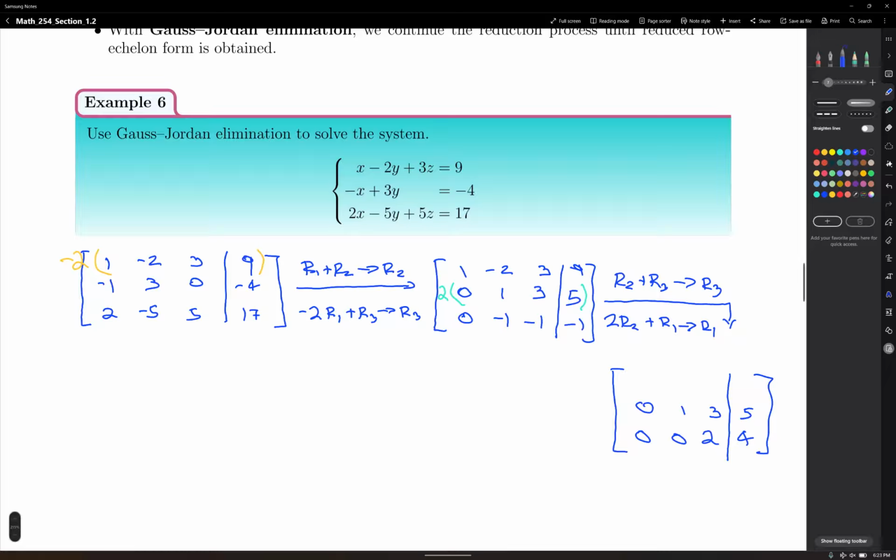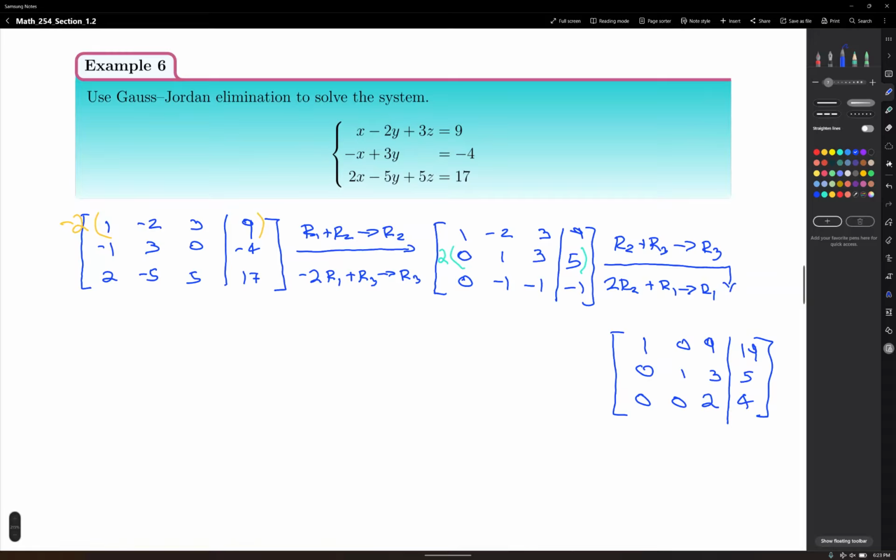Here we go then. So 2 times 0 is 0 plus 1 equals 1. 2 times 1 equals 2 minus 2. Is that equal to 0? 2 times 3 equals 6 plus 3. Is that equal to 9? And then 2 times 5 equals 10 plus 9, 19. Do you see how we have 0 above and below? We're going with the staircase. We're going with echelon form, reduced echelon form. Now, we're done with 1, 1.